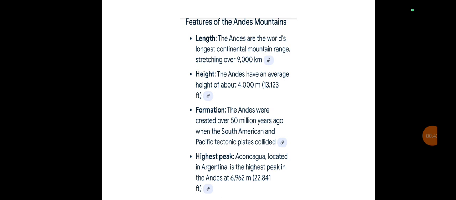Length. The Andes are the world's longest continental mountain range, stretching over 9,000 kilometers. Height. The Andes have an average height of about 4,000 meters. Formation. The Andes were created over 50 million years ago when the South American and Pacific tectonic plates collided. Highest peak. Aconcagua, located in Argentina, is the highest peak in the Andes.